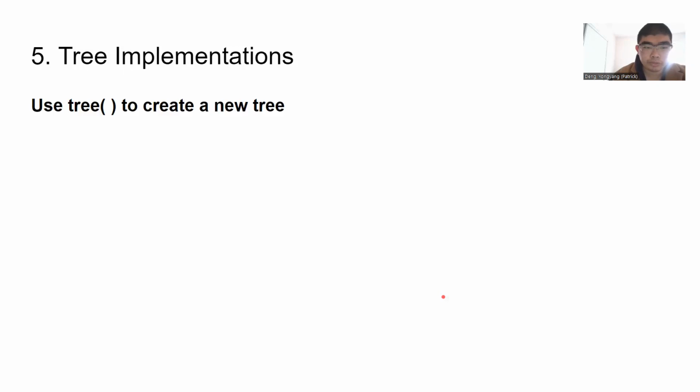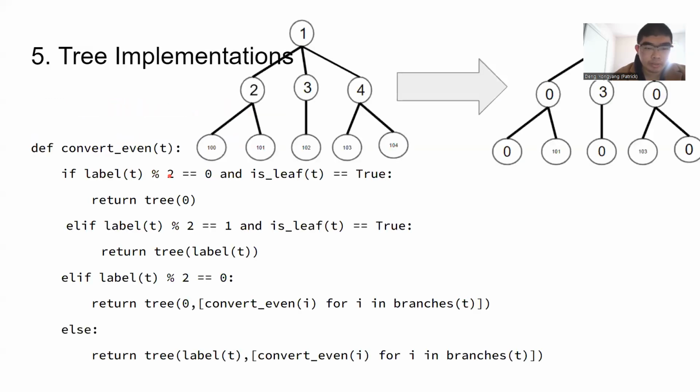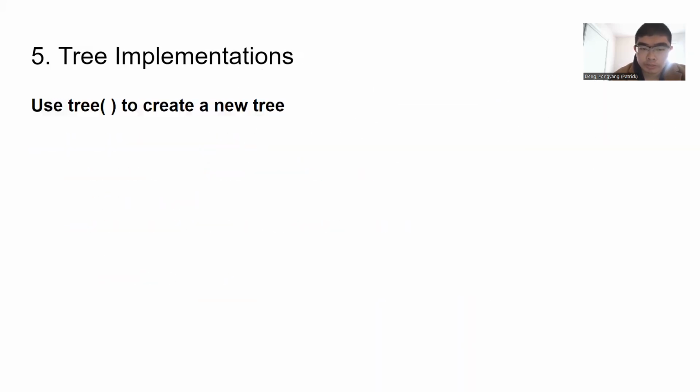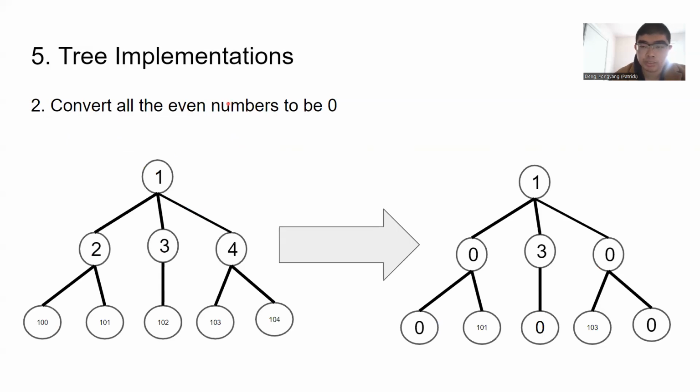So how? We have to use a tree function to create a new tree, because we can't actually modify data in the tree. So we can only use the tree function to create a new tree. And then this is the stuff we have to take in. So we will try to implement this. Okay, so suppose I will still have label and I will still have isLive.